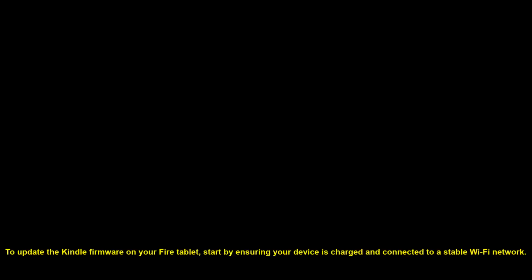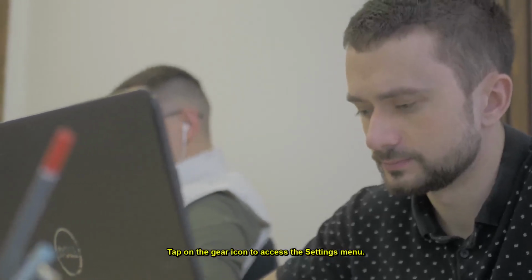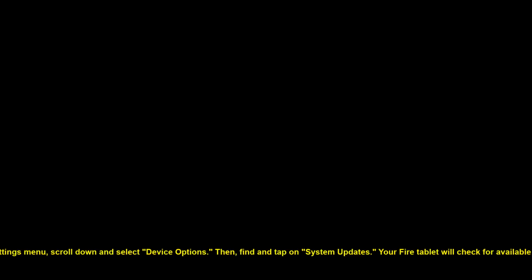To update the Kindle firmware on your Fire tablet, start by ensuring your device is charged and connected to a stable Wi-Fi network. Next, swipe down from the top of the screen to open the Quick Actions menu. Tap on the gear icon to access the Settings menu. In the Settings menu, scroll down and select Device Options.